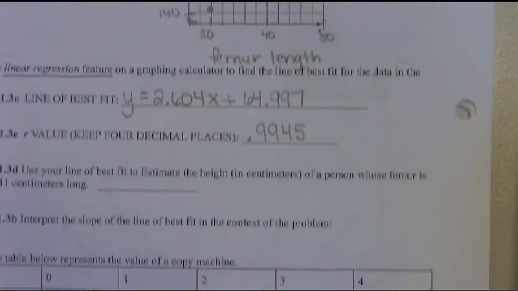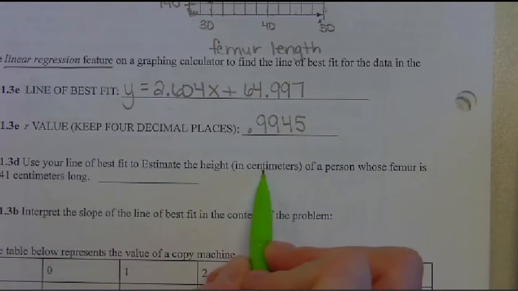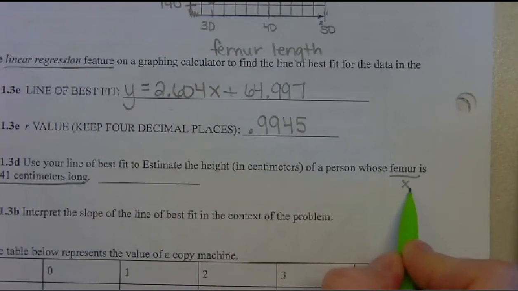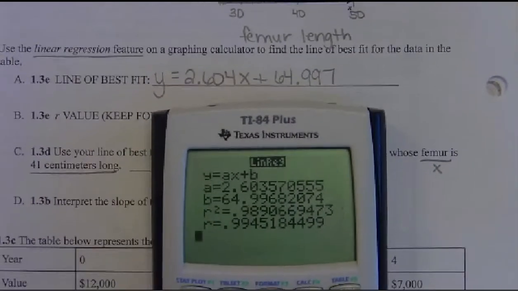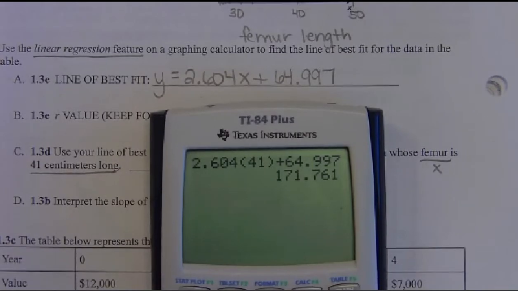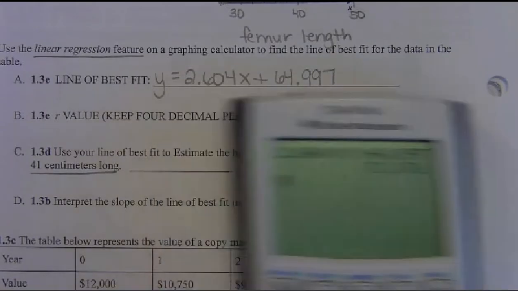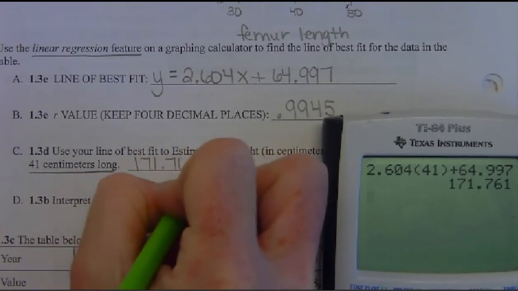of best fit. So for this question, it says use your line of best fit to estimate the height of a person whose femur is 41 inches long. Because the femur was my X values, all I'm going to do is take my equation and plug in the number 41 for X. And that will give me the height in that situation. So my height here is 171.76. And that is in centimeters.